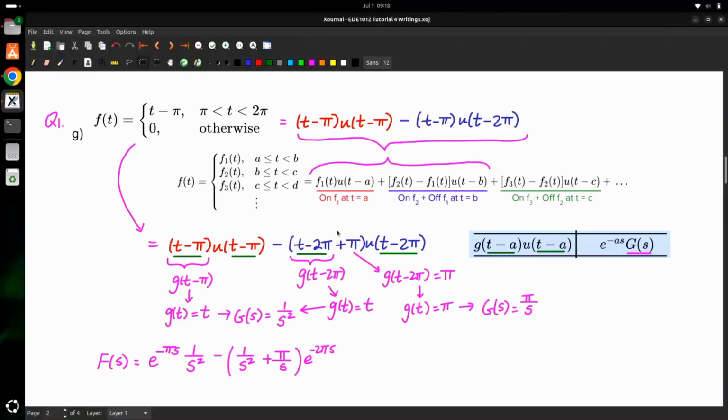So basically you rewrite first, rewrite into the proper form. That's step 1. Then step 2 will be just for each individual term, just find out what is the big G of s by recognizing the small g of t. Because small g of t, your Laplace transform will give you big G of s. That's the indication.